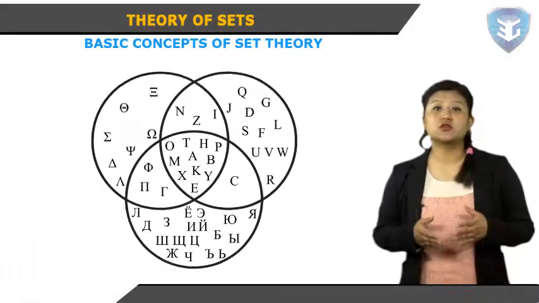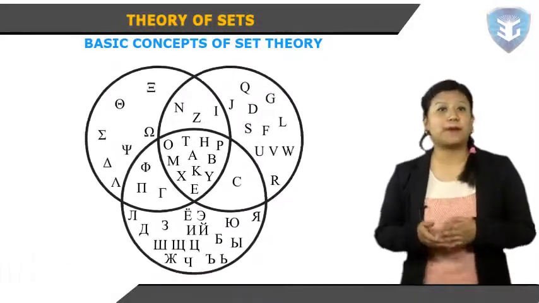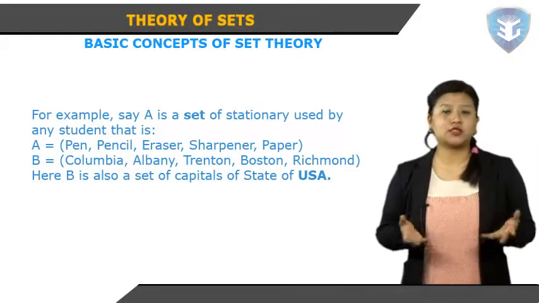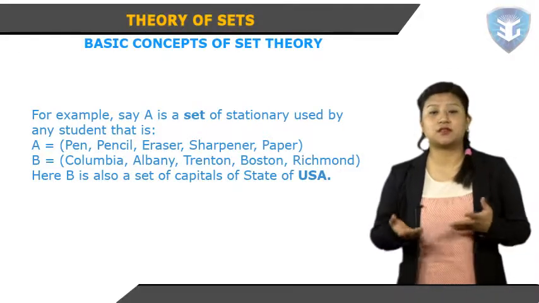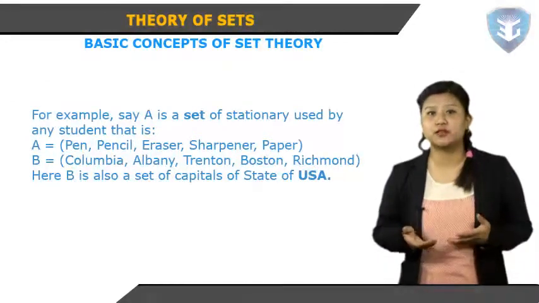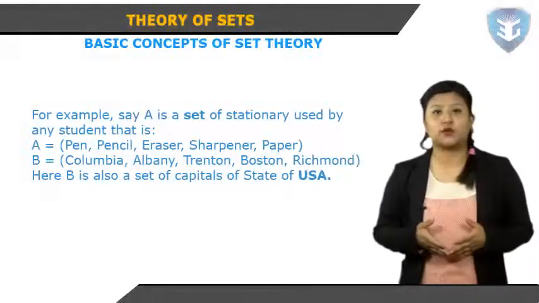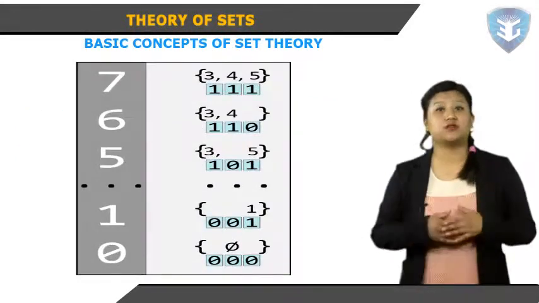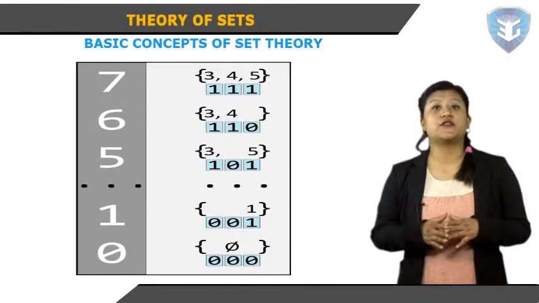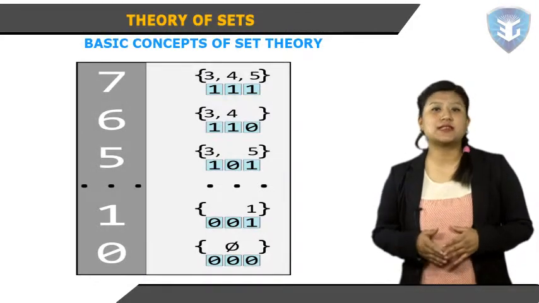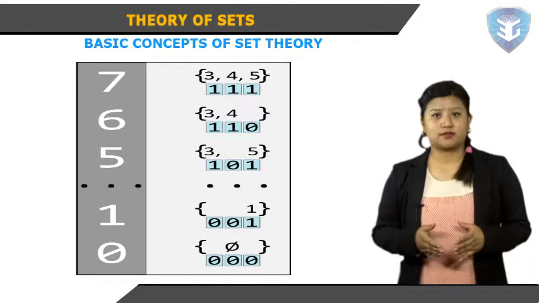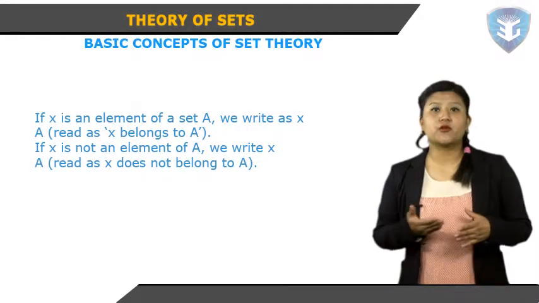The objects belonging to a set are called elements or members of that set. For example, say A is a set of stationery used by any student, that is, A equals {pen, pencil, eraser, sharpener, paper}. B equals {Columbia, Albany, Trenton, Boston, Richmond}. Here B is also a set, of capitals of states of USA. A set is represented by using all its elements between braces and by separating them from each other by commas, if there is more than one element. As we have seen, sets are denoted by capital letters of the English alphabet, while the elements are denoted in general by small letters. If x is an element of a set A, we write it as shown.